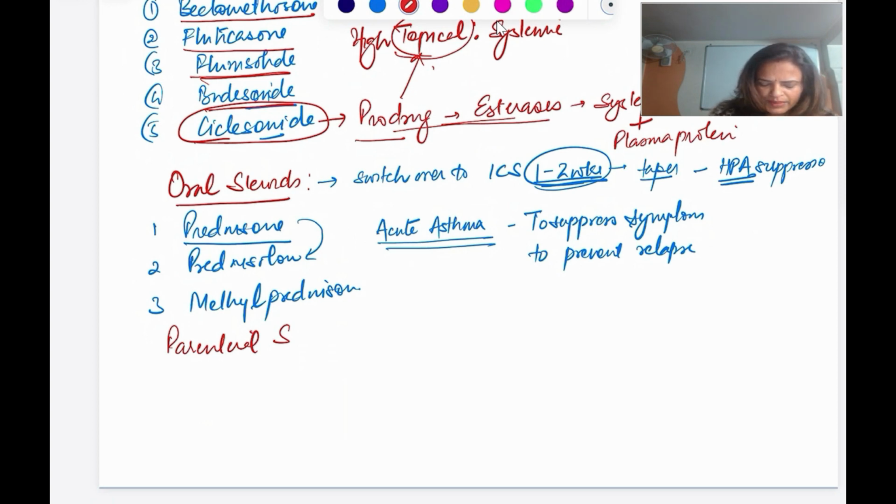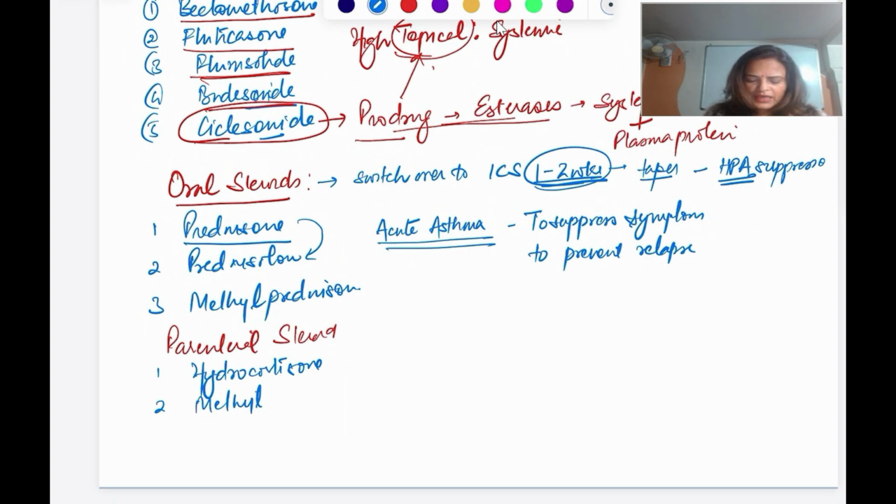Then parenteral steroids. Under this we have hydrocortisone and methylprednisolone. This is given in emergency, where there is severe acute asthma, that is status asthmaticus; there we give a parenteral corticosteroid.